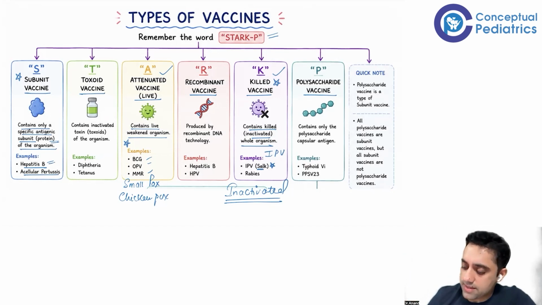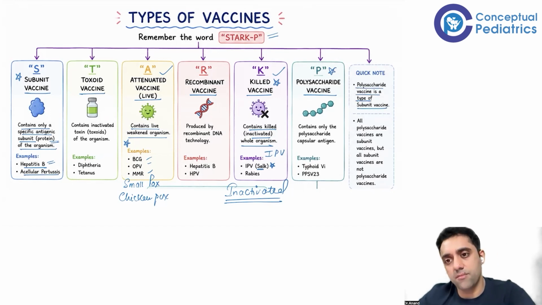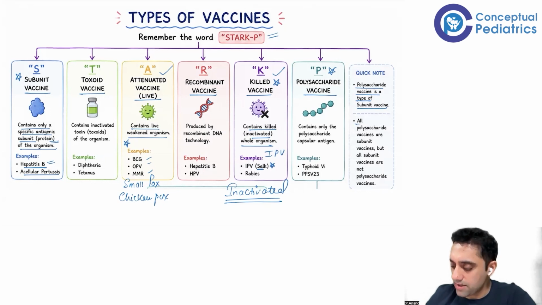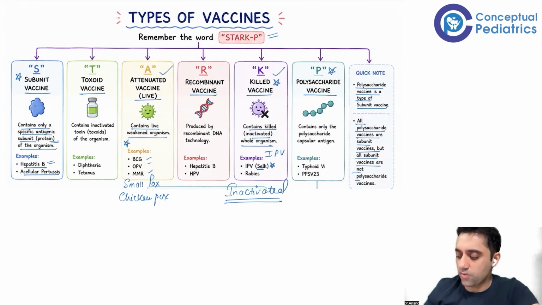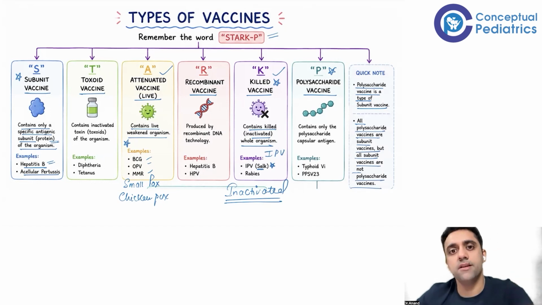Remember, the polysaccharide vaccine is a type of subunit vaccine. All polysaccharide vaccines are subunit vaccines, but not all subunit vaccines are polysaccharide vaccines. Subunit can be of multiple types. Polysaccharide is a part of it.